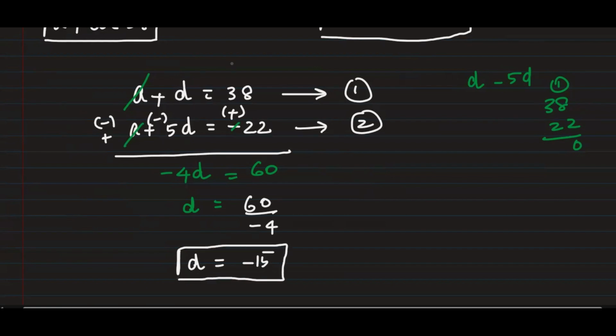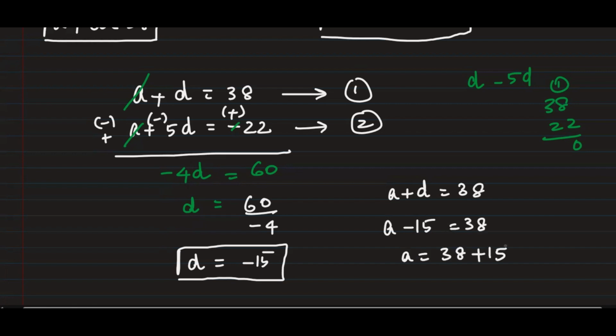Substitute this value of D in any of the equations here. Let's say in equation 1. So substituting D in equation 1, A plus D is equal to 38. Now we know the value of D. D is negative 15. This is equal to 38. So A is equal to 38 plus 15. So 38 plus 15, 13 carry 1, 4, 5. So 53. So the A value is equal to 53. So now we got the answer, the A value is 53.